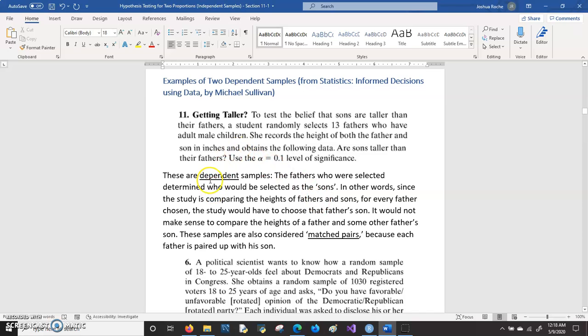But the point here is that these are dependent samples. The fathers who were selected determined who would be selected as the sons. In other words, since the study is comparing the heights of fathers and sons, for every father chosen, the study would have to choose that father's son. It wouldn't make sense to compare the heights of a father and some other father's son. So these samples are dependent, and they're also considered matched pairs because each father is paired up with his son.